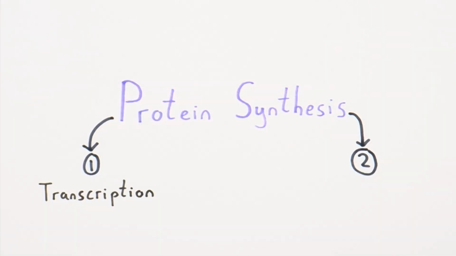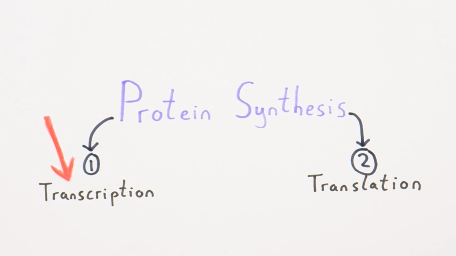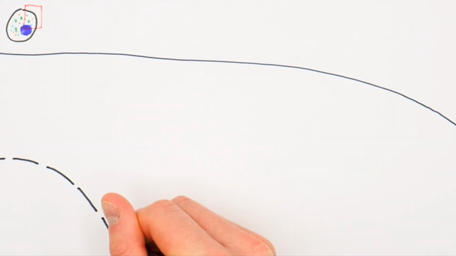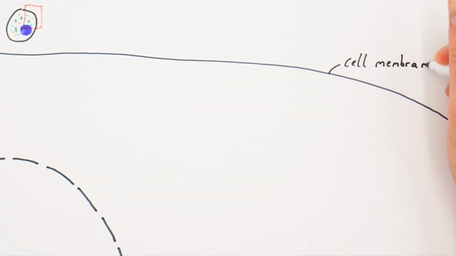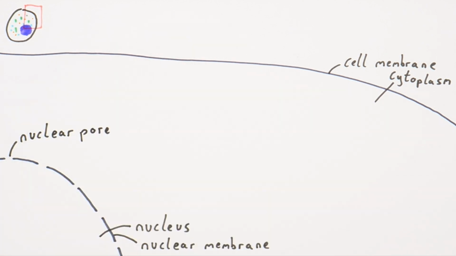The first thing to know is there are two stages to protein synthesis. The first stage is called transcription, and the second stage is called translation. Naturally, let's look at transcription first. Let's zoom right in on an animal cell so that this is the cell membrane and this is the cytoplasm. That means this is the nucleus, this is the nuclear membrane, and these little holes are called nuclear pores. Inside the nucleus itself, we have the DNA.